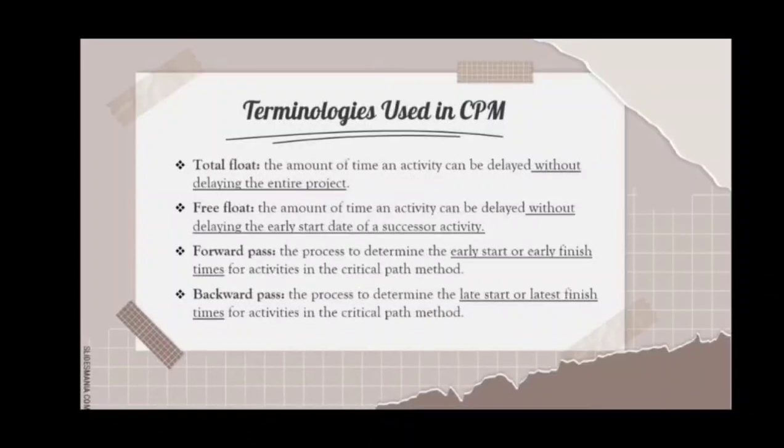At this point, when we say total float, it is the amount of time an activity can be delayed without delaying the entire project. Remember again, without delaying the entire project. Meanwhile, when we say free float, it is the amount of time an activity can be delayed without delaying the early start date of a successor activity.